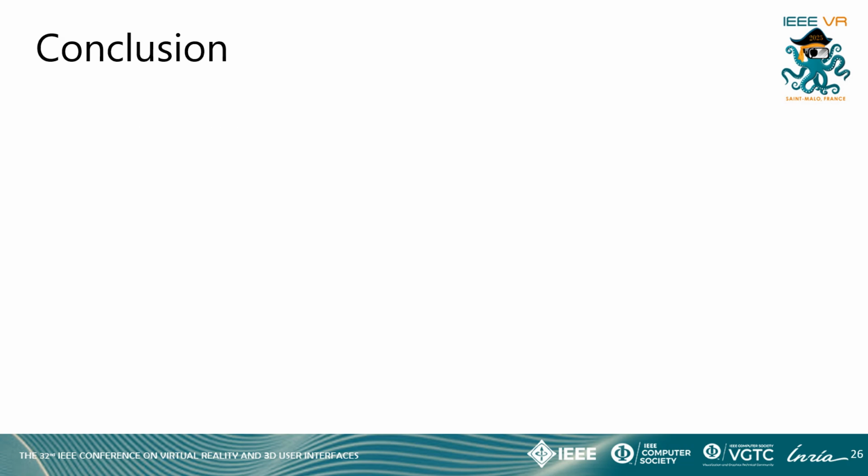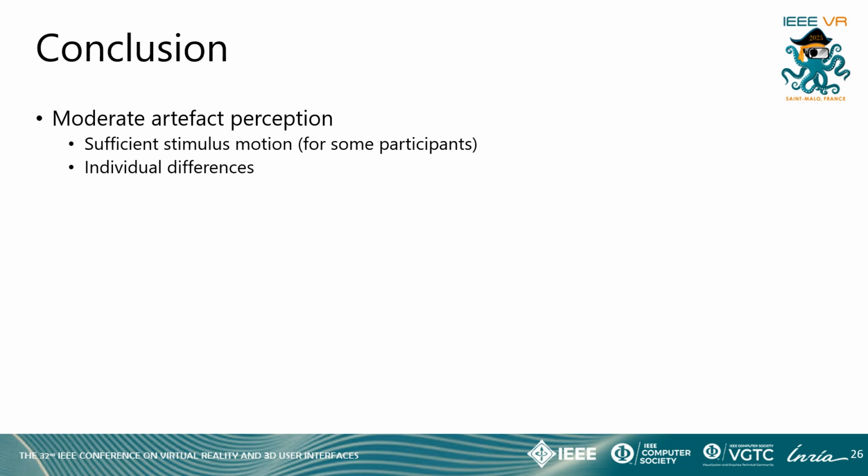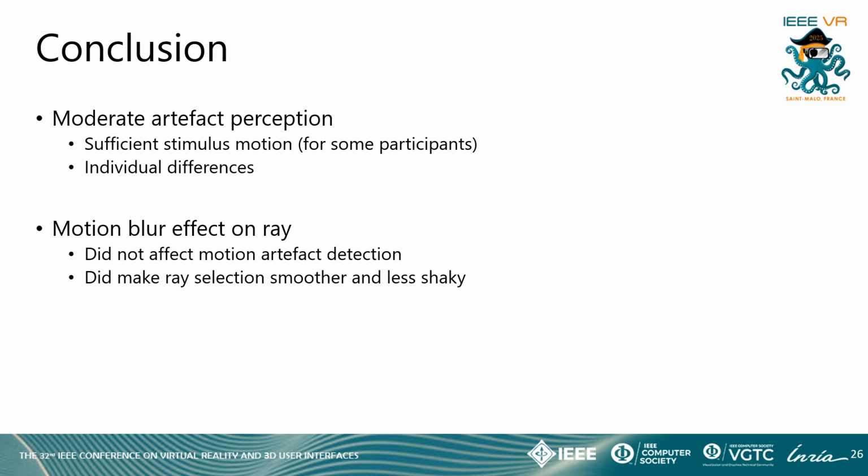So, to sum up, we found that motion artifacts are perceived to a moderate degree by participants performing a selection task with a virtual pointing ray. During selection, some participants did move the ray quickly enough to cause artifacts, and we observed a trend suggesting that individual differences in gaze and ray movements are related to artifact perception. We found that applying a motion blur effect to the ray did not mitigate artifact perception, but did mean that ray selection was perceived to be smoother and less shaky.